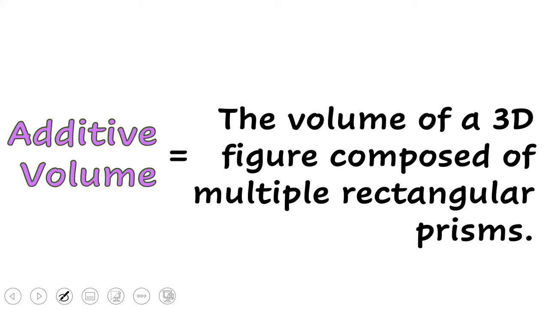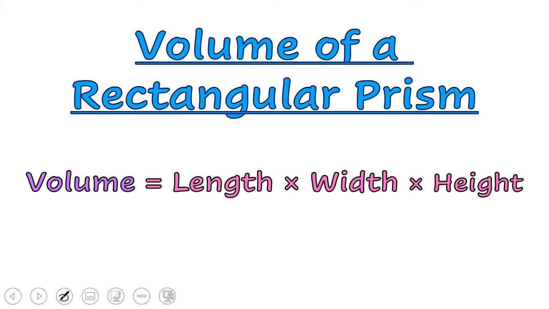Now, how additive volume is a little different is it is the volume of a 3D figure composed of multiple rectangular prisms. Okay, now this could be two rectangular prisms, it could be three rectangular prisms. Multiple means more than one. And again, let us review the volume of a rectangular prism. Volume equals the length times the width times the height.